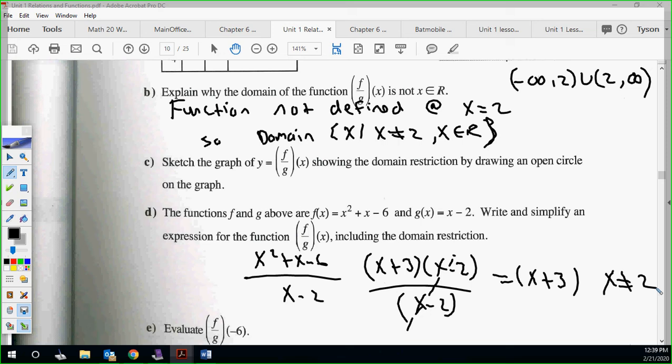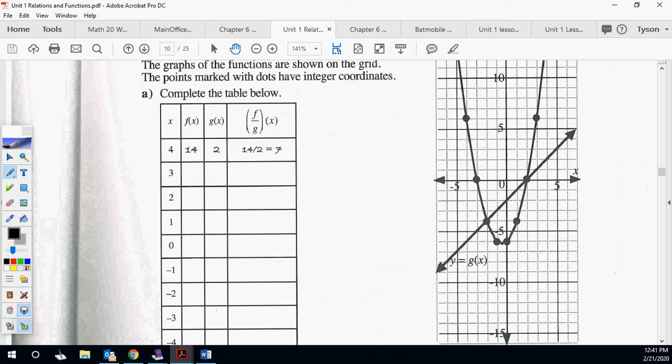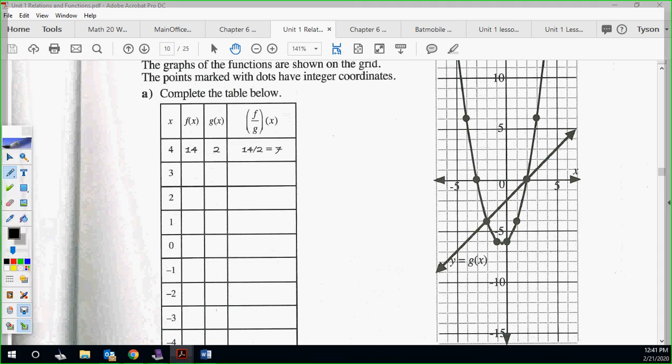So x plus 3, right? So if we come up here, our other graph's going to be x plus 3. It would look like this. You start at 3. You have dots here. You have an open dot at 2. So it looks like this. That would be the f over g line.